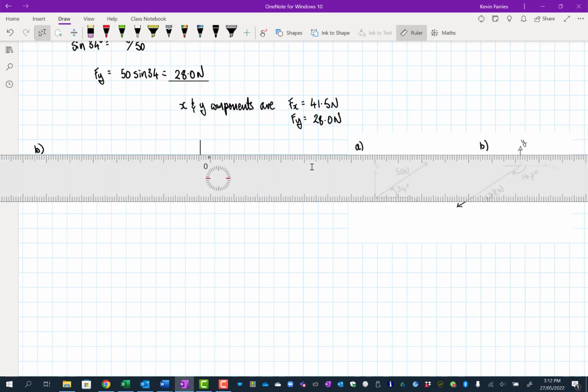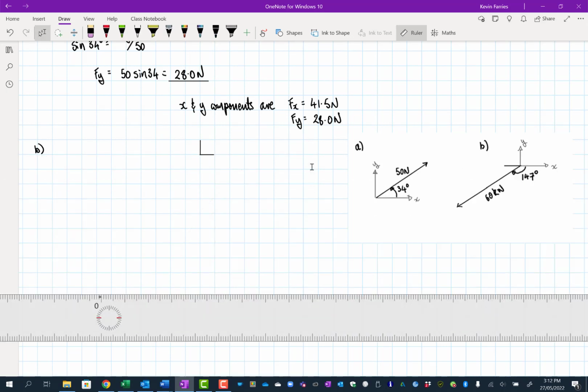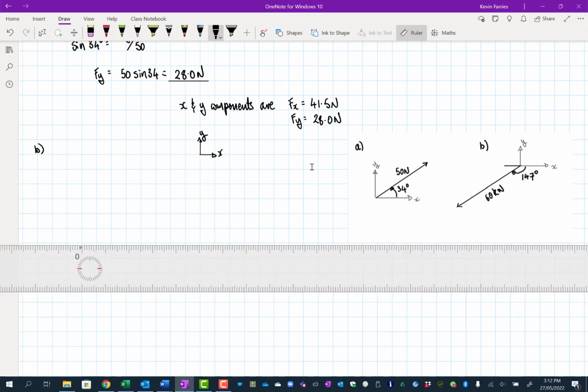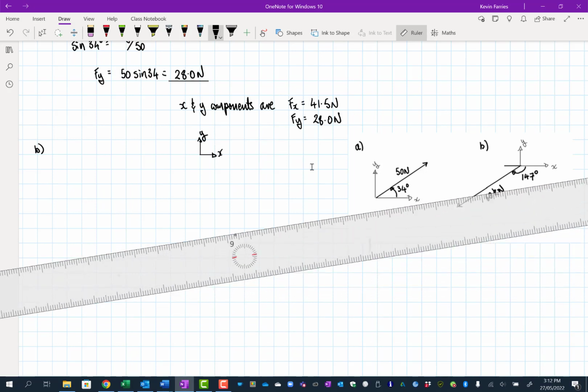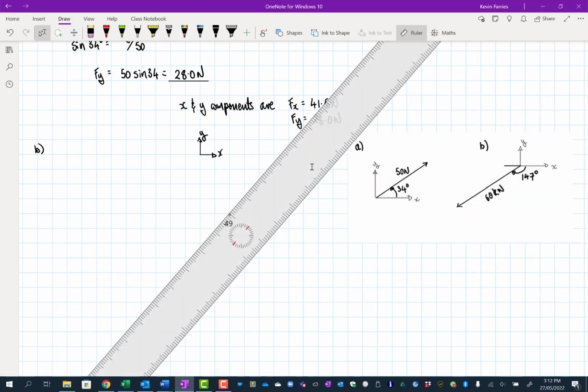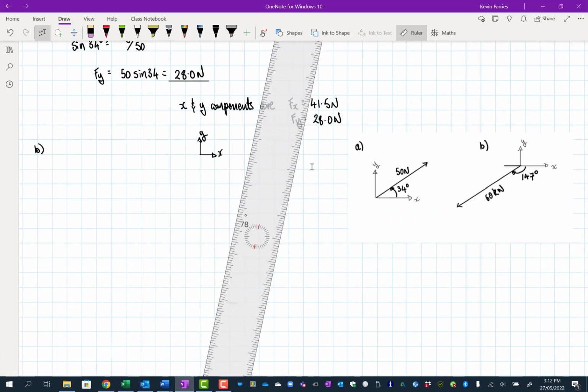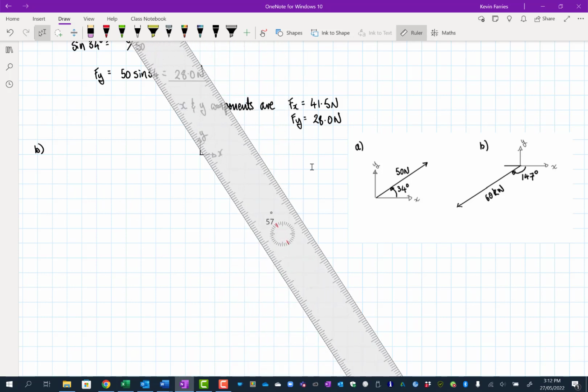So I've got y and x, they are heading that way. X this way, y that way. And again we'll draw. One thing is this ruler, I can't draw 147 degrees clockwise. Once I get to here it goes to 90 and then it goes back again.